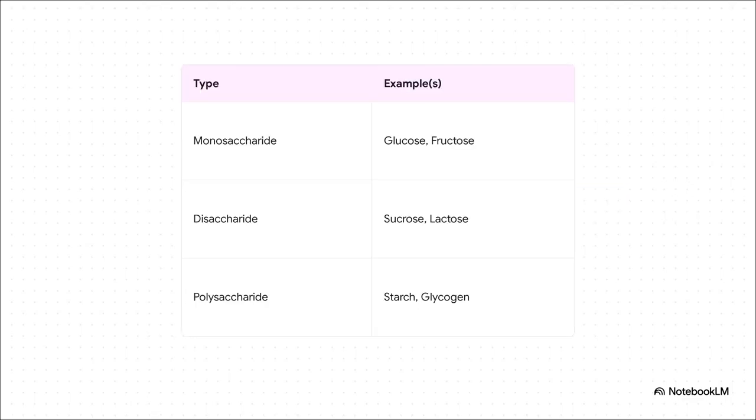Let's kick things off with carbohydrates. Simple sugars, or monosaccharides like glucose, are the main fuel for our cells. If you link two of them together, you get a disaccharide like sucrose. That's just table sugar. And if you link hundreds or even thousands of them together, you get polysaccharides like starch that plants use for energy storage, or cellulose that gives them structure.